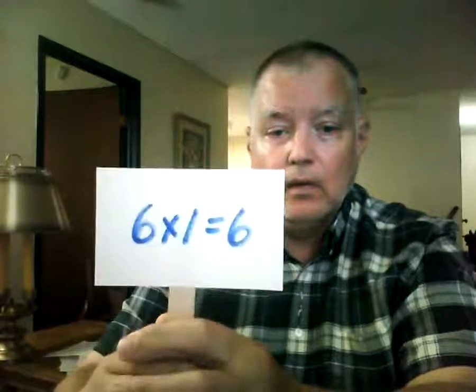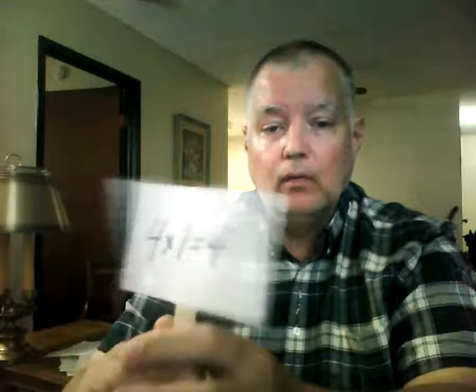What is 6 times 1? 6. What is 4 times 1? 4. And anytime you have a times 1, it is that same number. So you could do 342,000 times 1, it's 342,000.